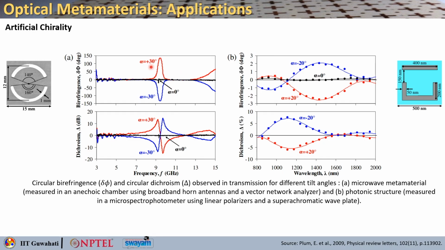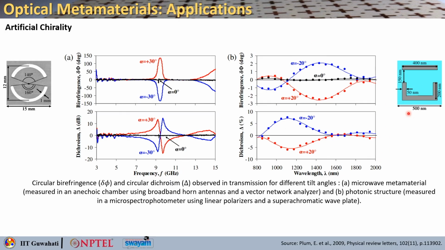So, we considered here alpha plus 30 degrees and alpha minus 30 degrees, and for reference the non tilted case of alpha equals 0 is also shown. This is for the microwave metamaterial which is measured in an anechoic chamber using broadband horn antennas. You can see the range of frequencies, and this is detected using a vector network analyzer, VNA.